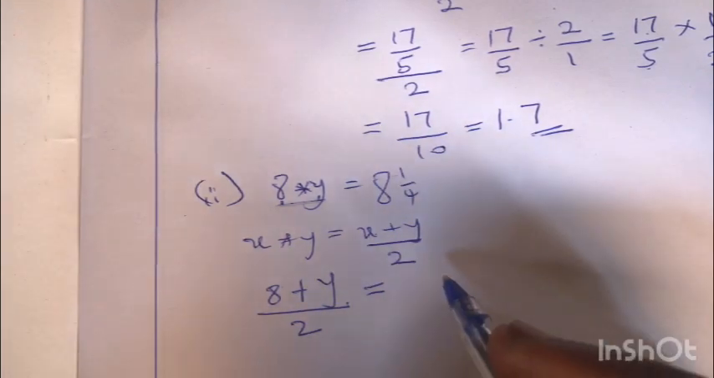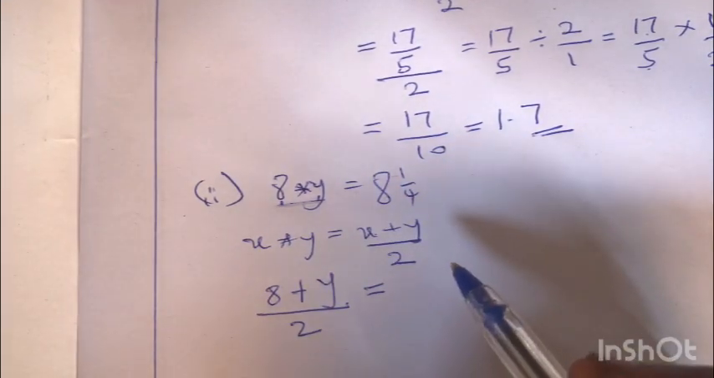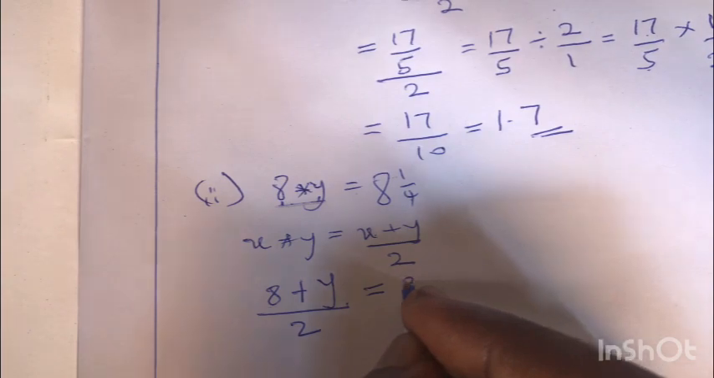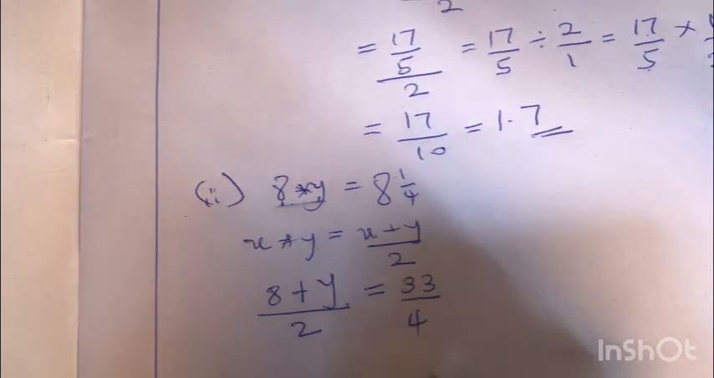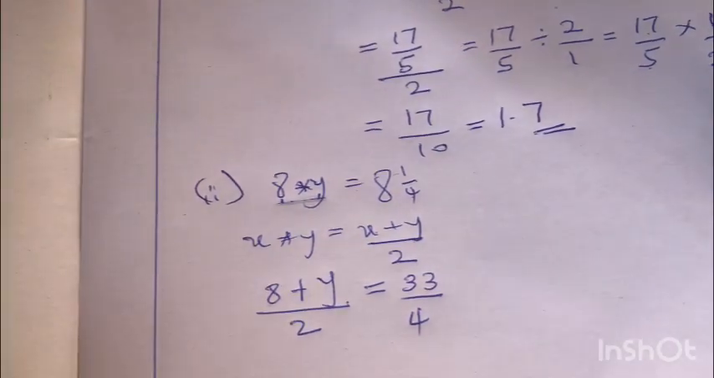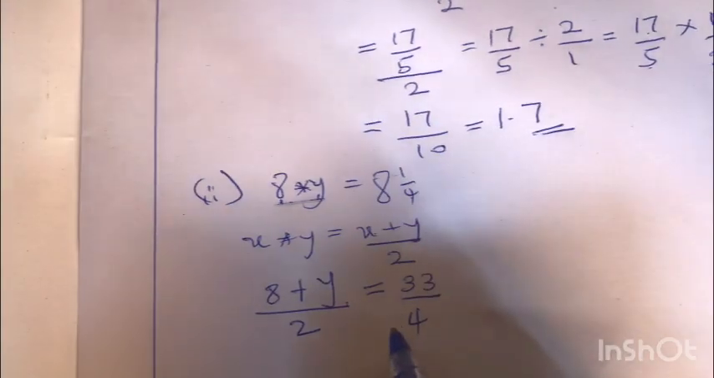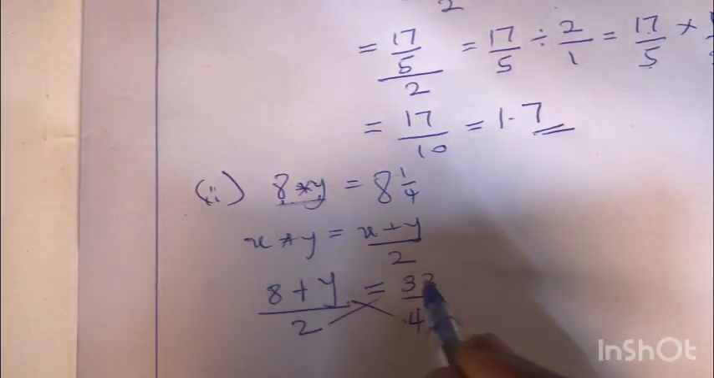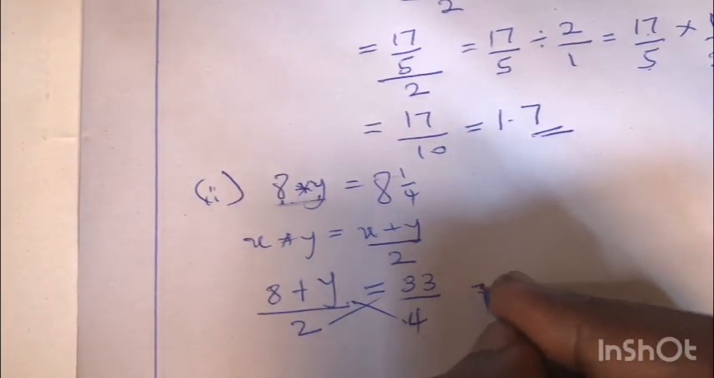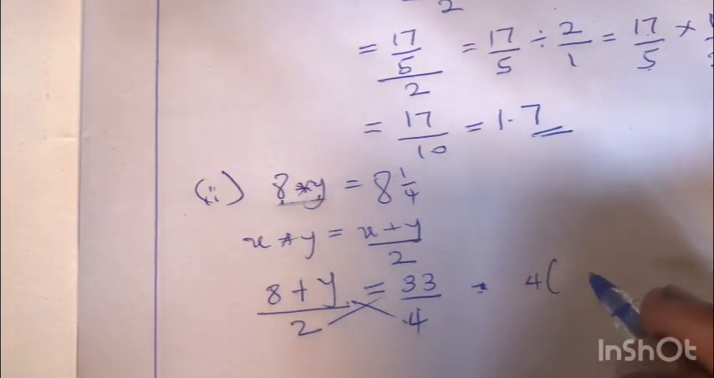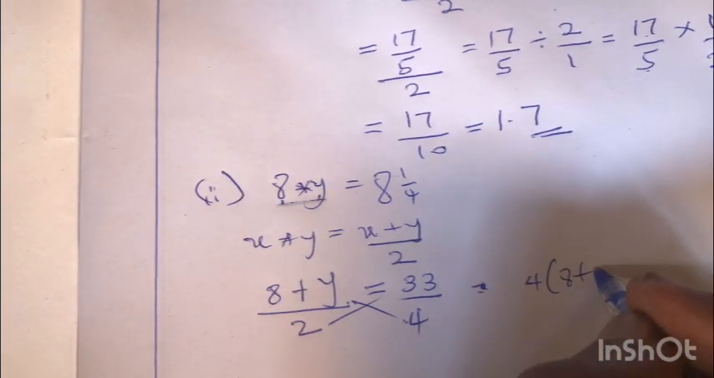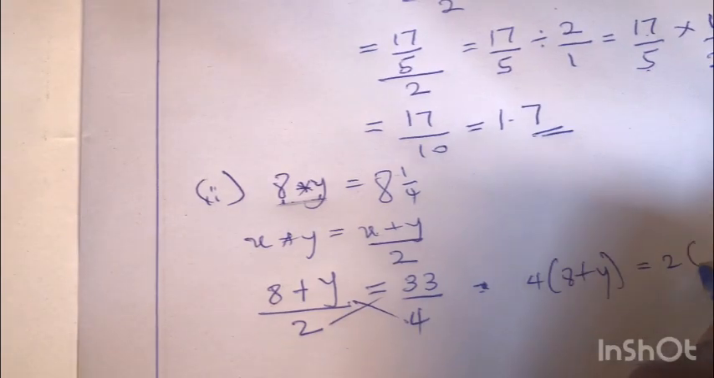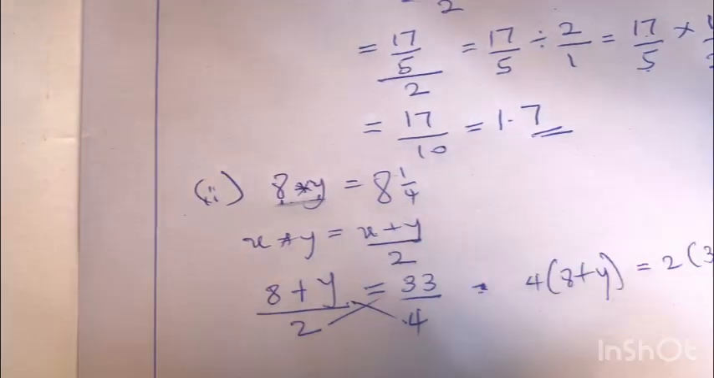Change this one to an improper fraction: 4 times 8, 32, plus 1, 33 over 4. When you reach here, you can cross multiply. So this will multiply this, and this will multiply this. So that will be 4 multiplying 8 plus y equals 2 multiplying 33.